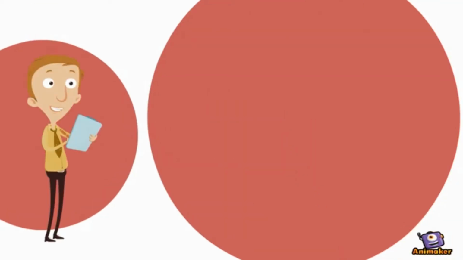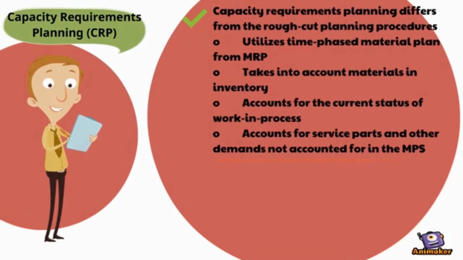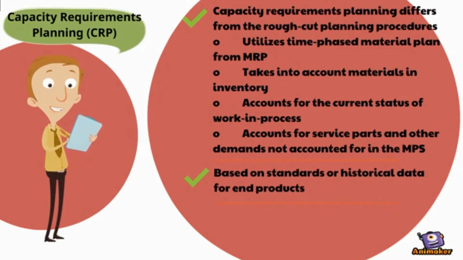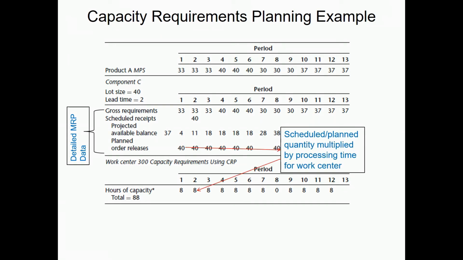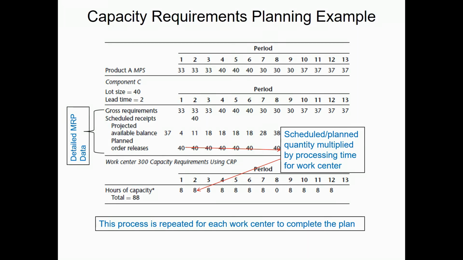And the last technique is capacity requirement planning, which differs from the other 3 techniques. CRP utilizes the time-phased material plan from MRP, takes into account materials and inventory, accounts for the current status of work in process, and accounts for service parts and other demand not accounted for in the MPS. The data comes from detailed MRP, containing the planned quantity multiplied by processing time for the work center. The process is repeated for each work center to complete the plan.